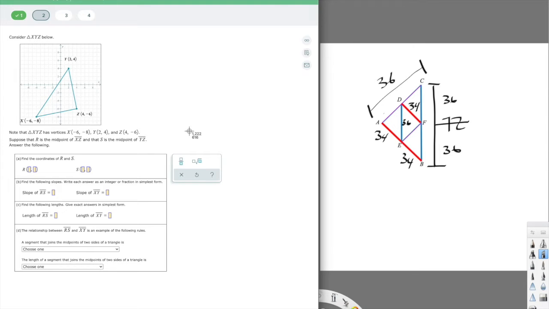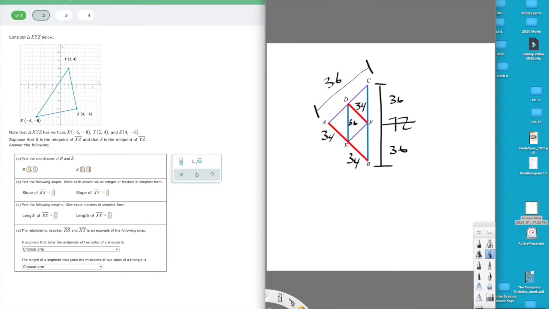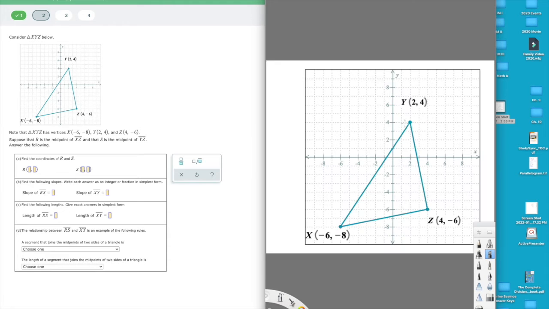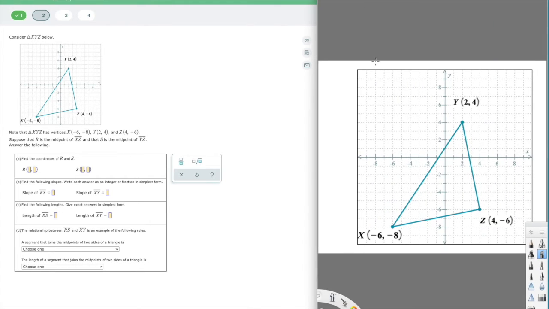and let's see, I'm going to grab that just so that I can, come on now, where is it? Oh, there it is. Okay, so now I've got my graph copied over and I can look at that.